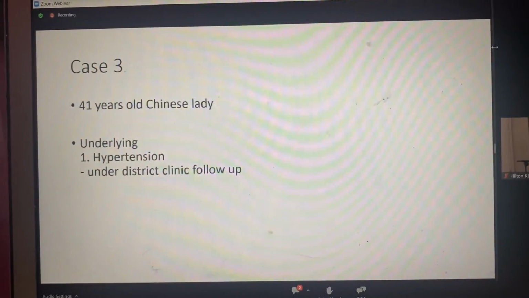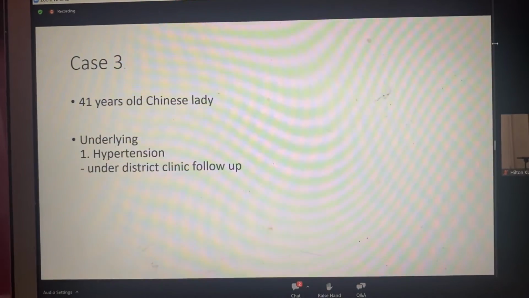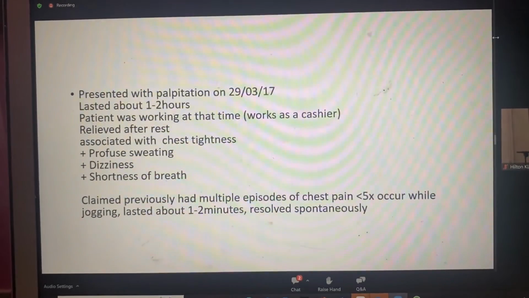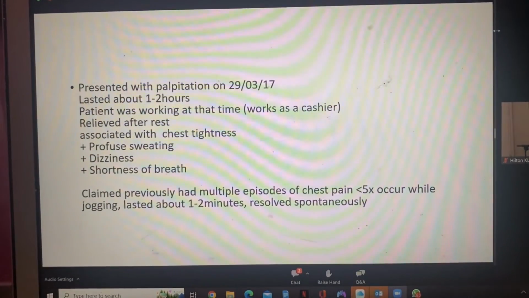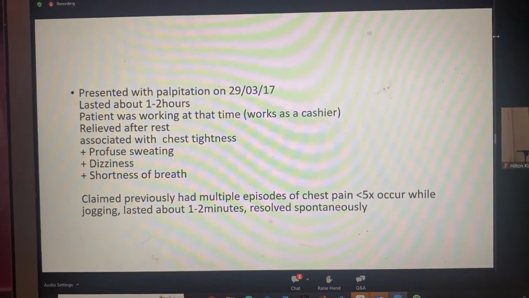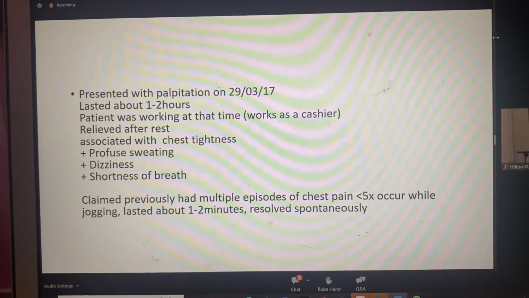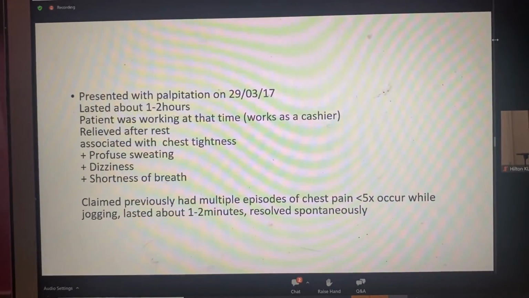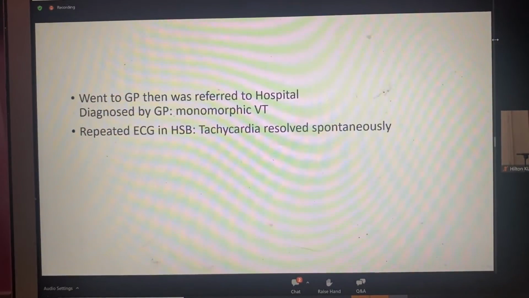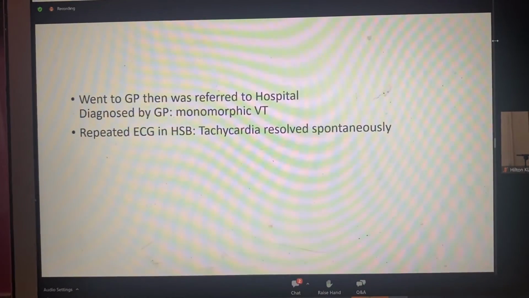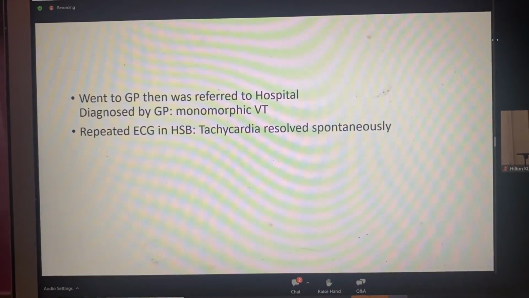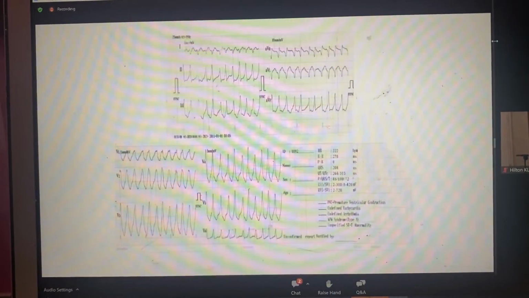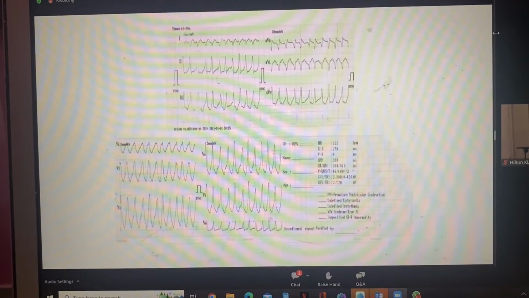If you have time, you can go through. The next case is a 41-year-old Chinese lady. She has underlying hypertension under district clinic follow-up. She presented with palpitation in 2017, lasting about 1 to 2 hours, relieved after rest, associated with chest tightness. She claimed previously she had multiple episodes of chest pain, fewer than 5 times, occurring while jogging, lasting about 1 to 2 minutes but resolving spontaneously. She went to the GP, was diagnosed with monomorphic VT, and had a repeat ECG in our hospital. The tachycardia resolved spontaneously.